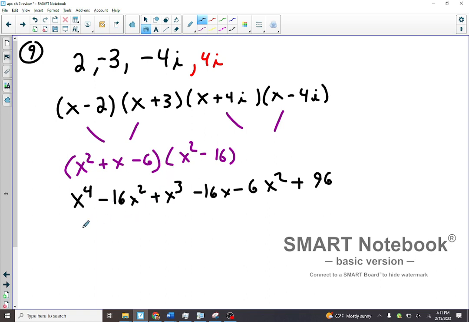Combining like terms: x to the 4th plus x to the 3rd, negative 16x squared minus 6x squared is negative 22x squared, minus 16x plus 96.